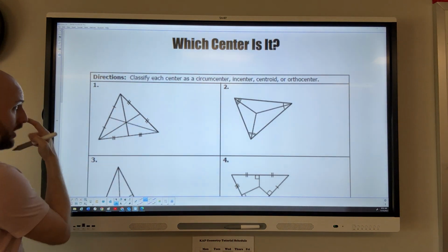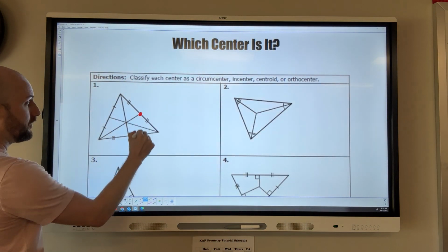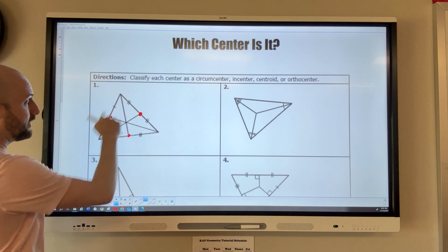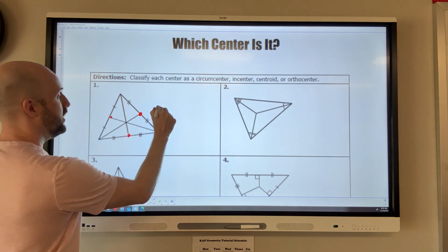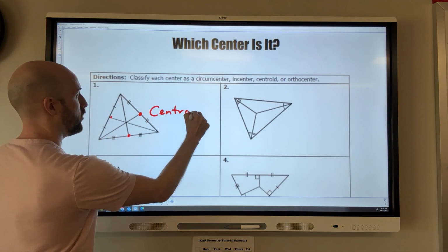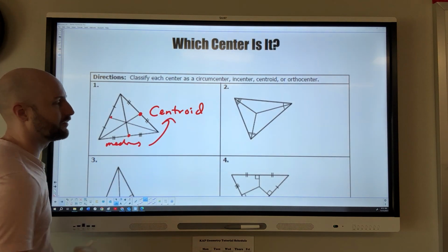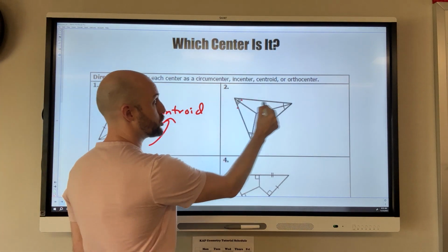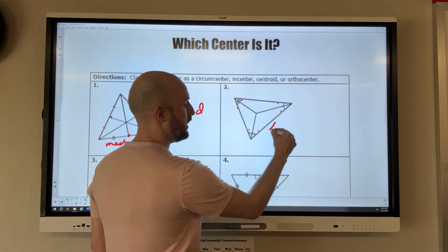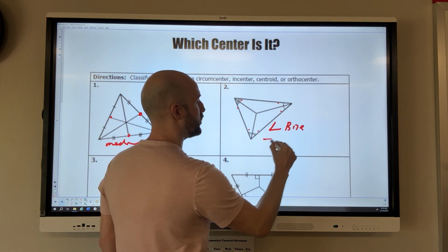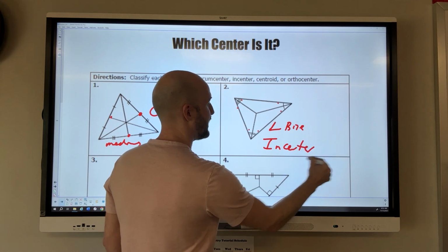Here we go. So I noticed that this one was showing me that all of these are midpoints, and they're being connected to the vertex across from it. So it's made of medians, which means the answer is centroid. Here they're showing me evidence of angle bisectors, which would be the answer incenter.